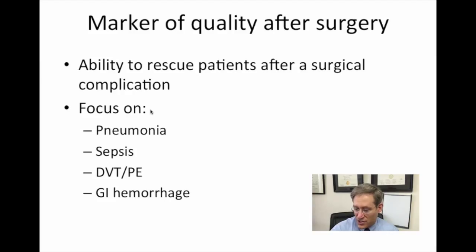As you can see here on the slide, there are 4 that we're going to be focusing in on in this particular video. The first is pneumonia, the second is sepsis, then venous thromboembolic disease, DVT, and pulmonary embolism, and finally, gastrointestinal hemorrhage. Let's take them one at a time.